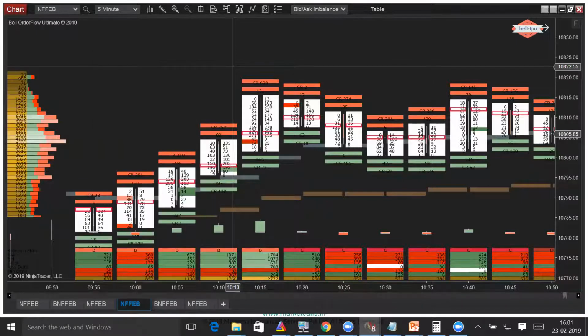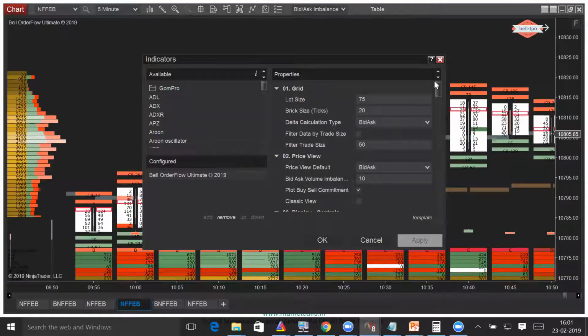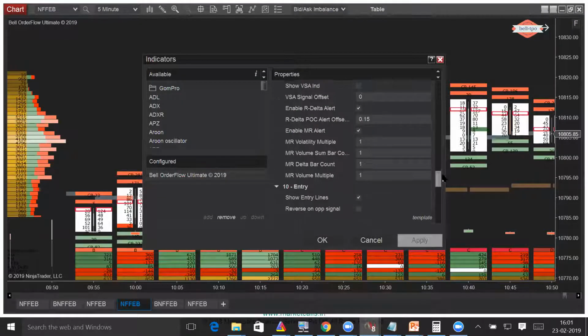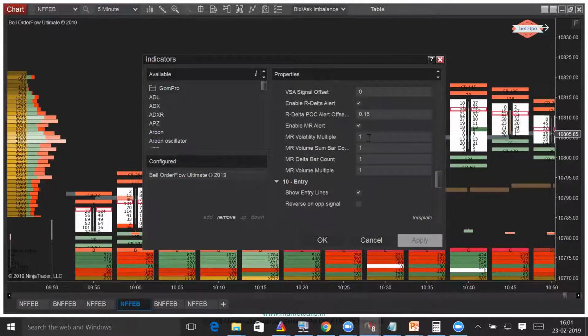Go to indicators. So here all these controls are available. Volatility MR multiple, you can give the volatility multiple, which will compute how big the volatility is supposed to be, and MR volume sum bar count, and then delta bar count, how many times it has to be there, and then volume multiple. So compared to the inside bar and the high volatile bar, how many multiple times the volume should be. By default, I would like to take it as 1, 1, 1, and 1. If you want to set a higher range bar, you can set it as 2.